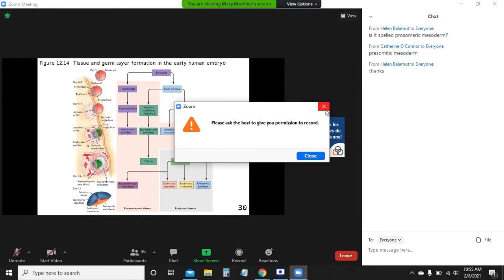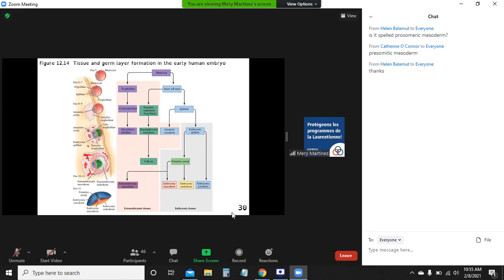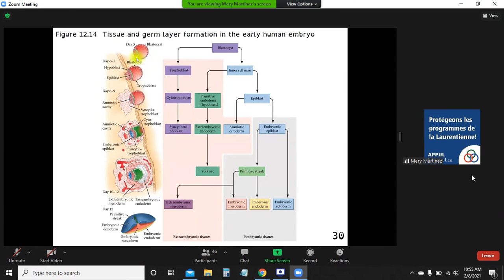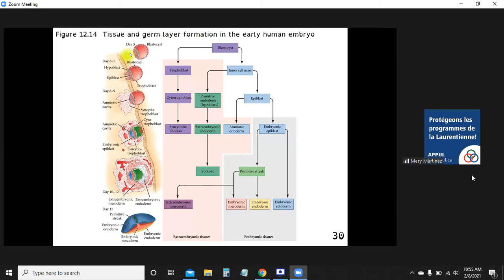So here we have all the different steps that the blastocyst takes. On day 5, normally, the blastocyst gets into the uterus. So this is 5 days post-fertilization, okay? The inner cell mass, what we have right here at the bottom, delimits the hypoblast here in green.